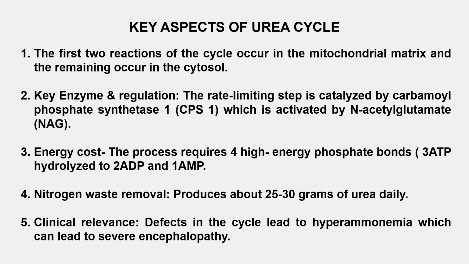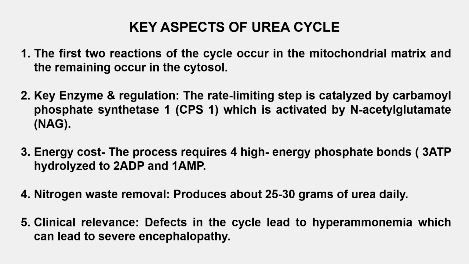Now, this is a regulatory step because this enzyme is activated by the presence of NAG, that is N-acetyl glutamate, right? Now, how is N-acetyl glutamate produced? This in detail I'll be showing in the next cycle. But just to finish with the key aspects of the urea cycle, if we see the energy cost involved, the process requires four high energy phosphate bonds, meaning a total of 3 ATP is hydrolyzed to produce 2 ADP molecules and 1 AMP molecule, right?